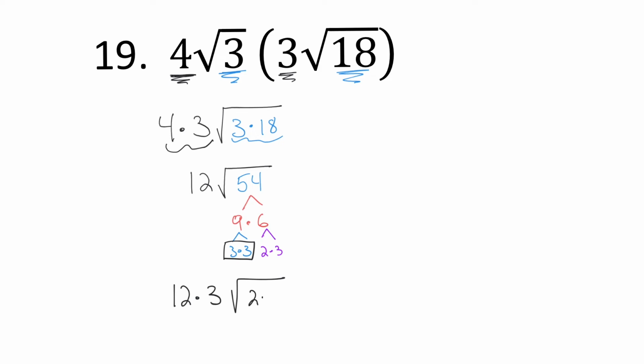So 2 times 3, that's going to be 6 eventually. But you will multiply 12 times 3 outside. That's 36. Inside will be 2 times 3 is 6. So my answer is this one.